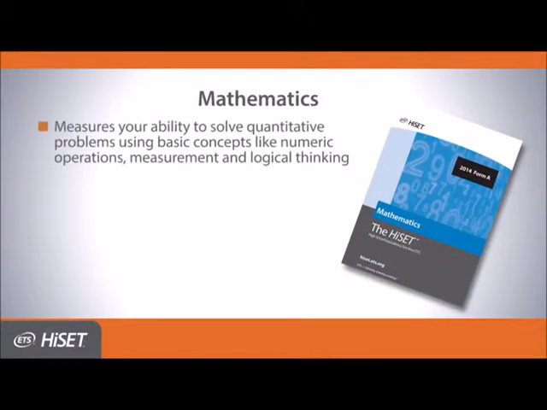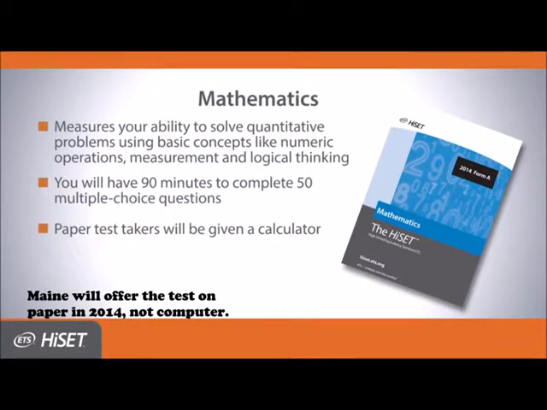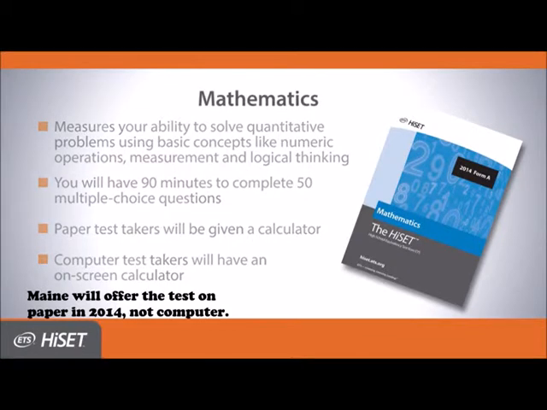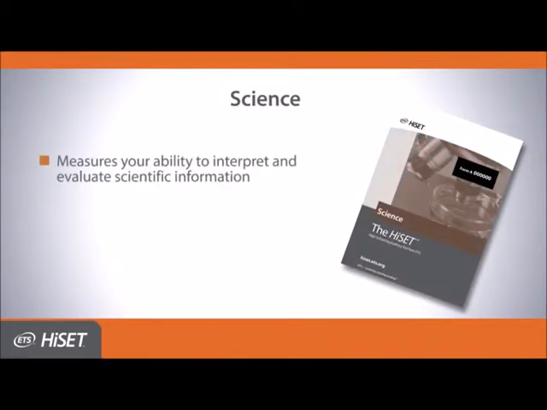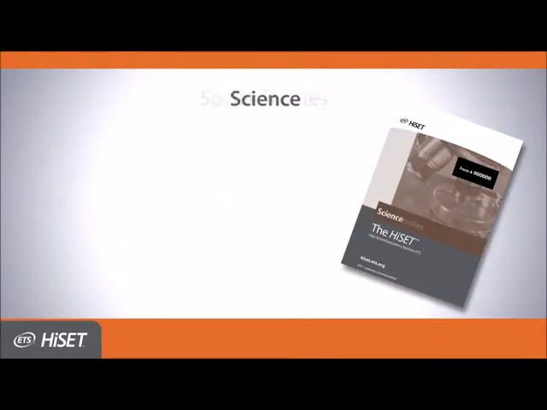The mathematics test will assess your ability to solve quantitative problems using fundamental concepts such as numerical operations, measurement, and logical thinking. You'll have 90 minutes to complete 50 multiple-choice questions. If you're taking the test on paper, the test center will supply a calculator. If you're taking the math test on computer, there's an on-screen calculator. More about that later. The science test will measure your ability to interpret and evaluate scientific information. You will have 80 minutes to complete the 50 multiple-choice questions in the science subtest.